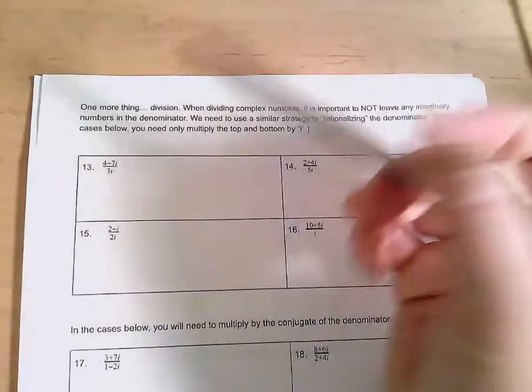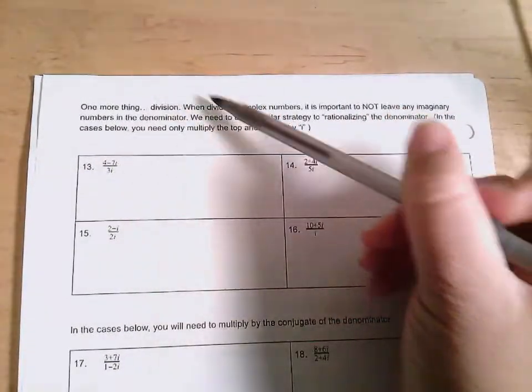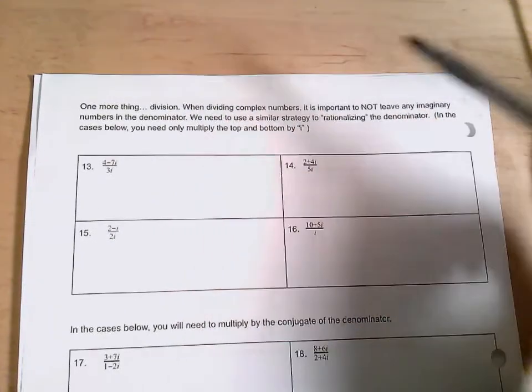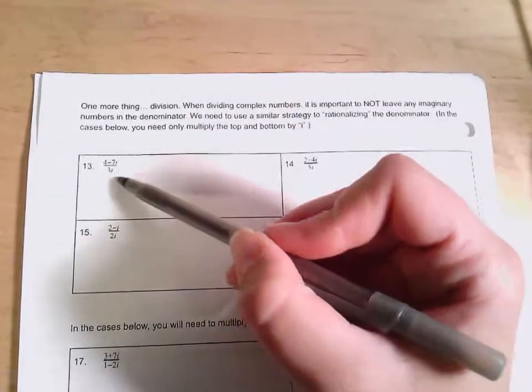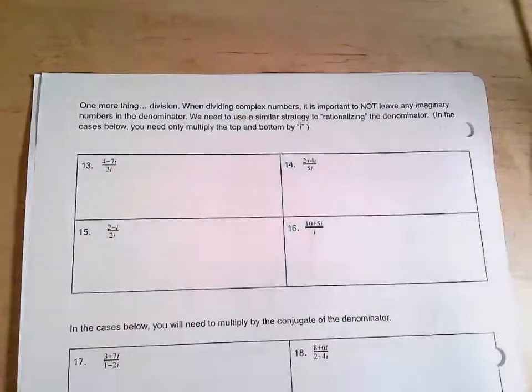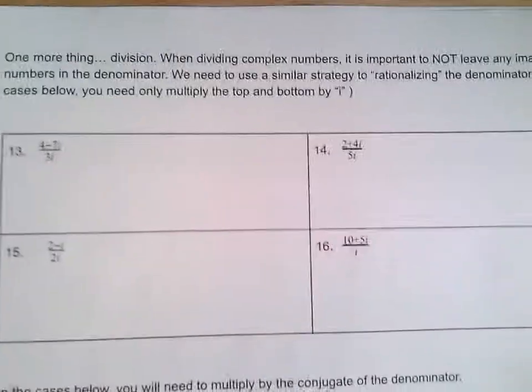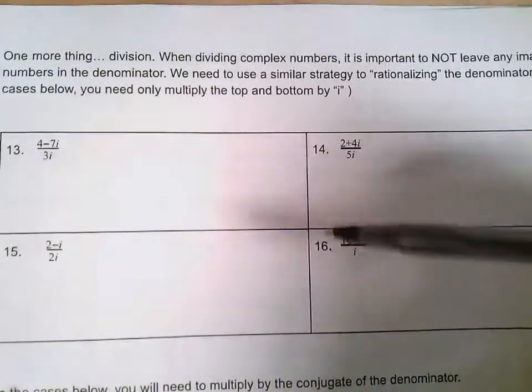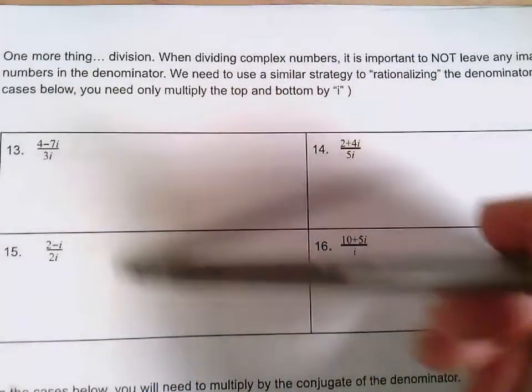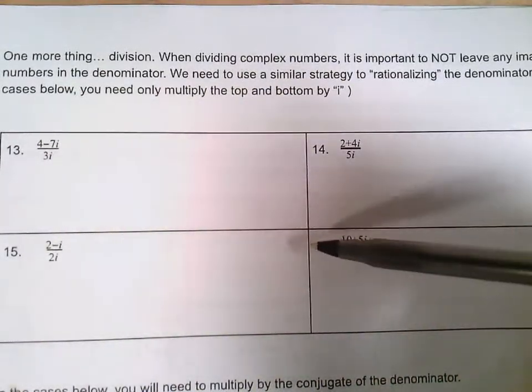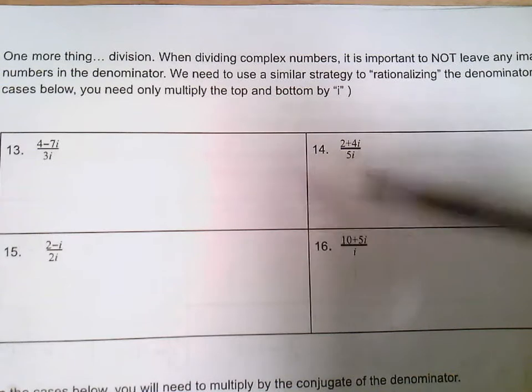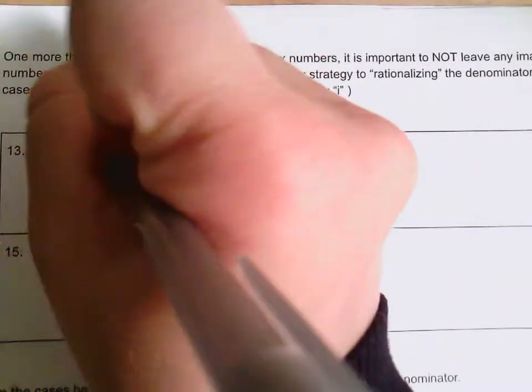So there's one more operation that we're going to talk about, and that is division of complex numbers. So the rule for division is kind of the same as rationalizing the denominator. So instead of having a radical in the denominator, we do not want to have an imaginary number in the denominator. So the strategy up here at the top for all of these problems is just to multiply the fraction by 1 and to multiply the fraction by i divided by i.